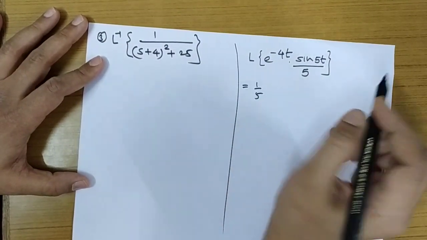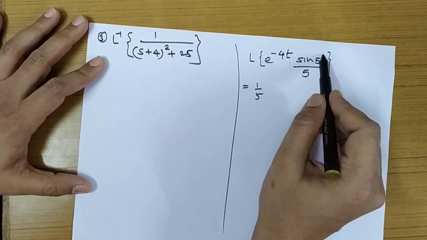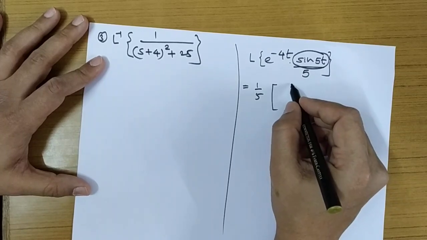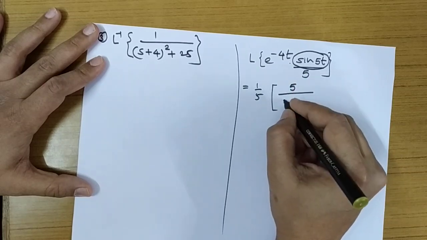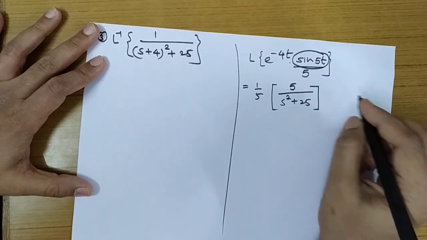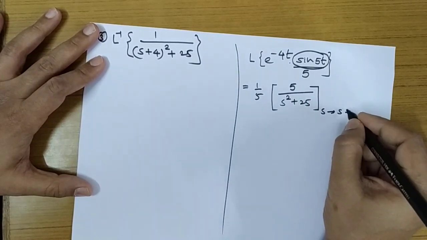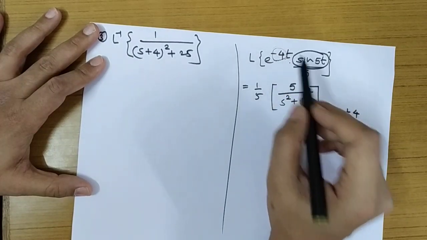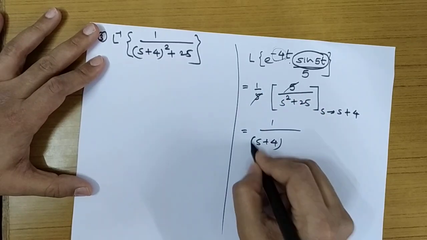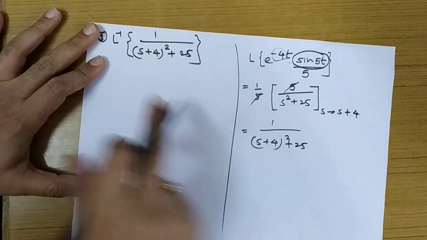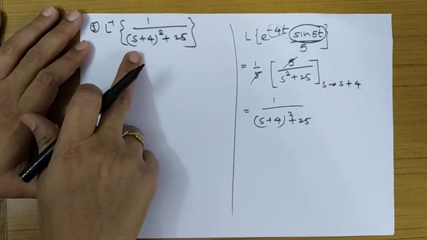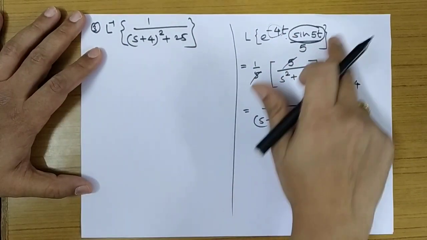1 by 5 constant. So as per our first shifting theorem, first you need to think about the Laplace of sine 5t. So Laplace of sine 5t is 5 by s square plus 25, and then you will apply shifting s tends to s plus 4 because a is minus 4. S plus 4 square plus 25. So you will get this answer, right? So this is the reverse process. Here we want to find out the inverse Laplace of this.